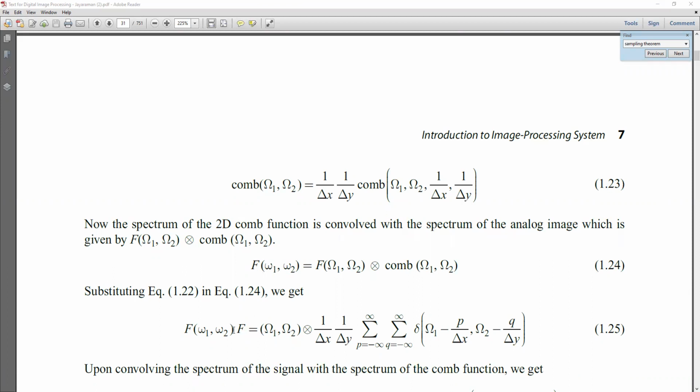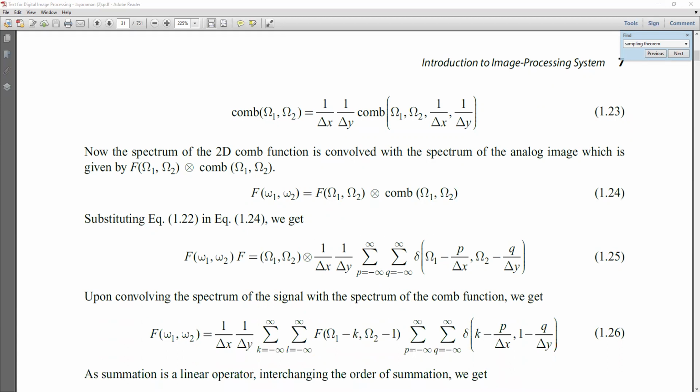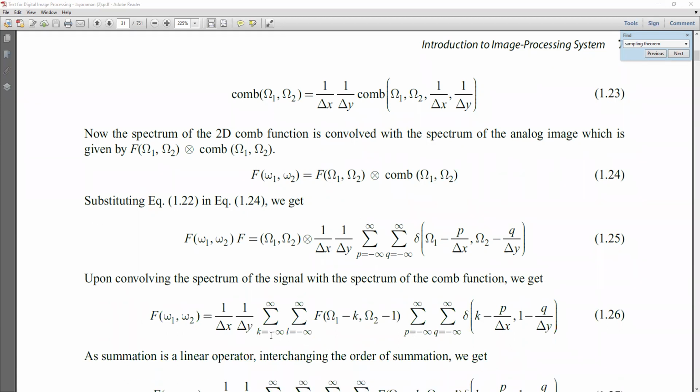So this is given as, this equal to should come on this side. F of omega 1, omega 2 is equal to f of omega 1, analog omega 1, omega 2 into comb, the Fourier transform of the comb function. Here again we are replacing this by its expansion. We are expanding it as k equal to minus infinity to plus infinity, L equal to minus infinity to plus infinity. So this will be f of omega 1 minus k, omega 2 minus L.